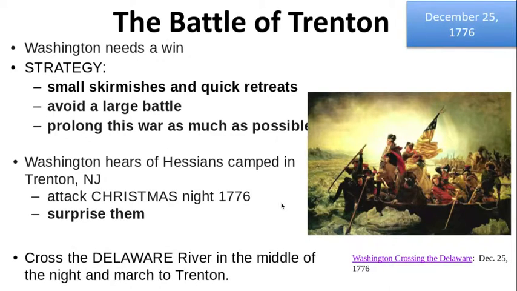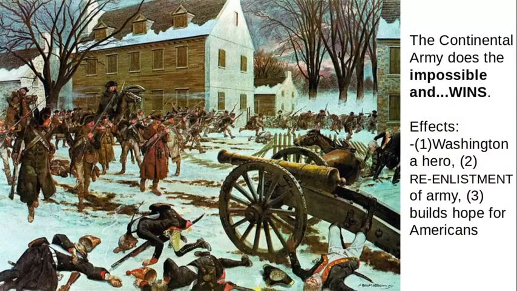And he does it. He crosses the Delaware in the middle of the night and marches to Trenton. And when he gets there, he catches them by surprise and does the impossible. He has a victory against these Hessians. He captured about 1,500 of them. First of all, it makes Washington a legendary hero. His men will follow him anywhere after this. The second thing it does is all those men who were thinking about going home on January 1st sign up to keep fighting. And the third thing it does is it gives Americans hope.